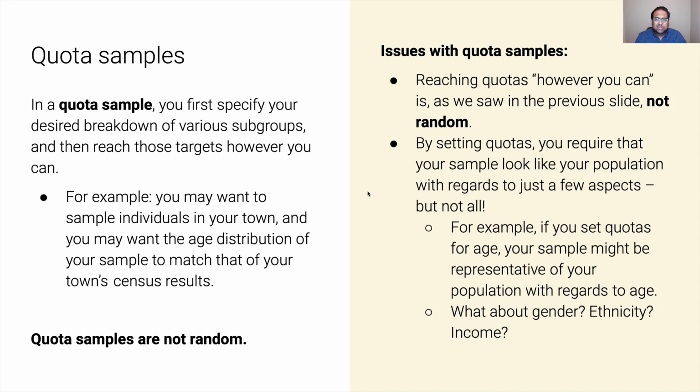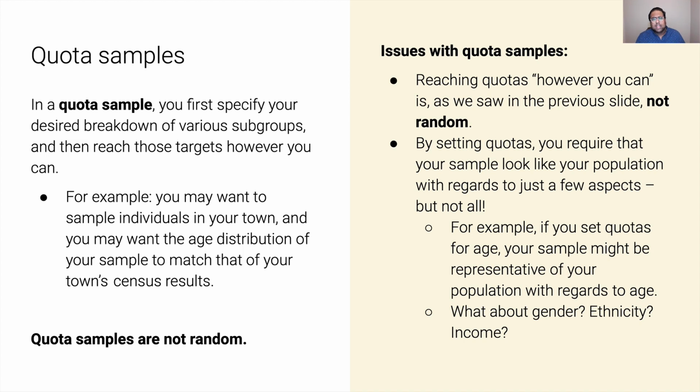There are two big issues with quota samples. One is, however you can is not a precise formulation of how to create a sample. It's not a random sampling technique, and I know I keep mentioning this term without having defined it, but trust me, quota sampling is not random because we are not following the specific processes that make it a random sample. The other issue is that by setting quotas, you require that your sample looks like your population, but only with regard to these criteria that you went out and defined in the first place.